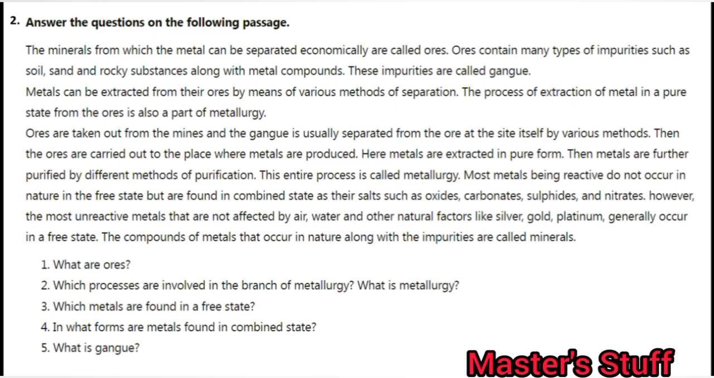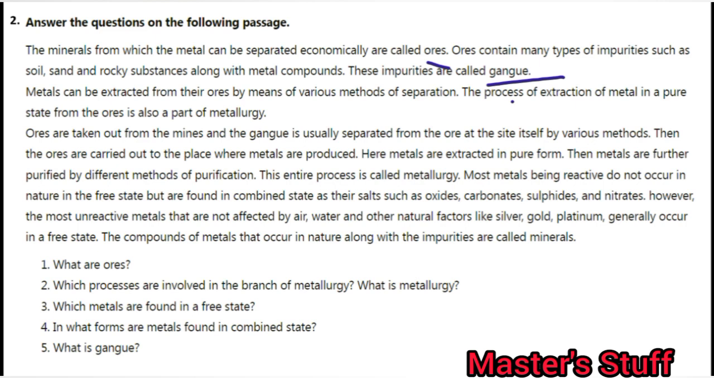Second sub question, answer the questions on the following passage. Here passage is given. The minerals from which the metal can be separated economically are called ores. Ores contain many types of impurities such as soil, sand and rocky substances along with metal compounds. These impurities are called gangue. Metals can be extracted from their ore by means of various methods of separation. The process of extraction of metal in a pure state from the ore is called metallurgy.